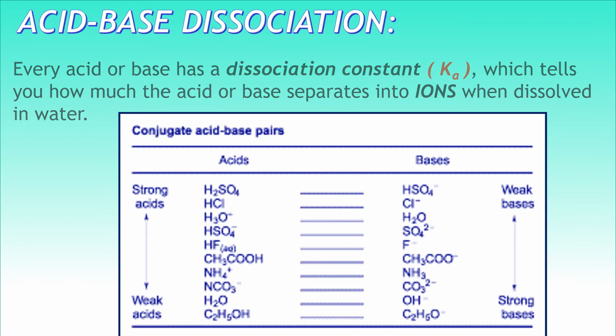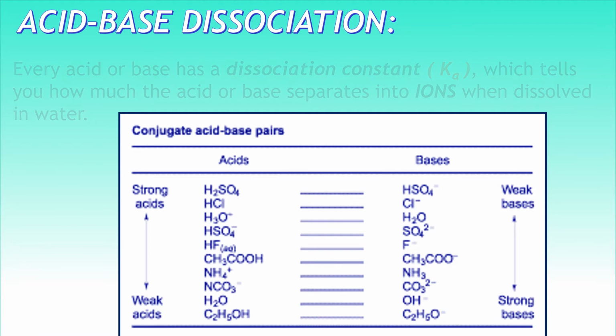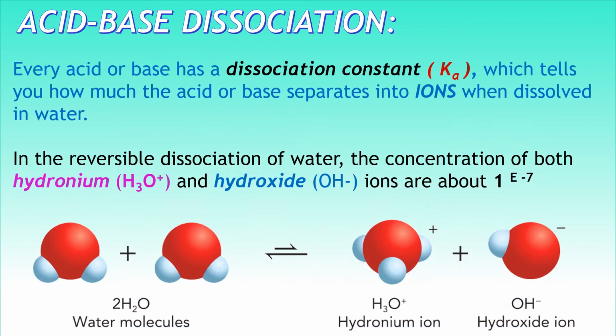Now, what about water? Water's a funny thing. It can act like an acid or a base. Remember, just like an acid or base, it can separate into ions. Water is capable of autoionizing or self-ionizing. It does this in a reaction, which again is reversible, called the dissociation of water.